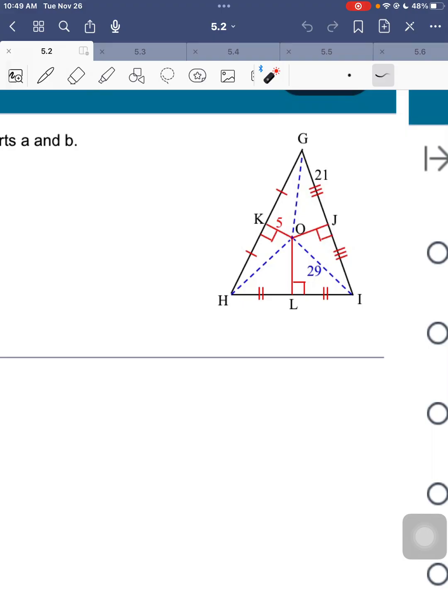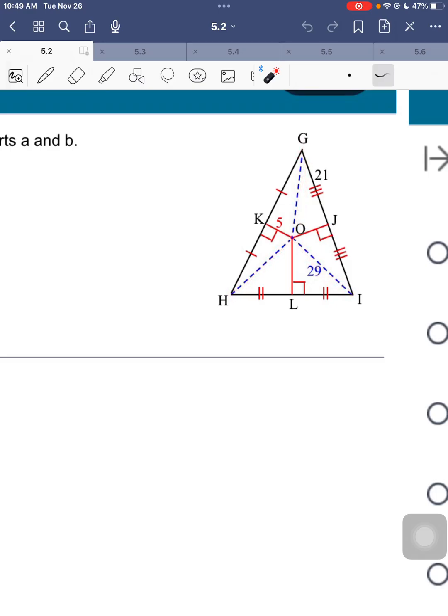And what do we know about a perpendicular bisector? And another perpendicular bisector. Look, another one. We know that they all intersect at a circumcenter, right? And we know that a circumcenter is equidistant to the vertices of my triangle. So the only thing I know is that OI is congruent to OH is congruent to OG.